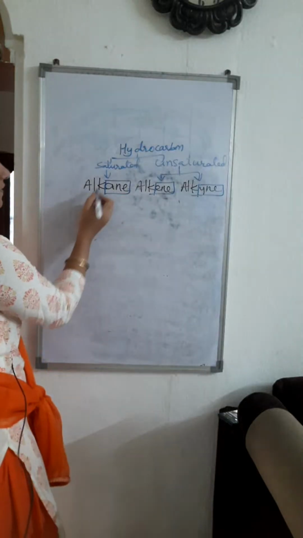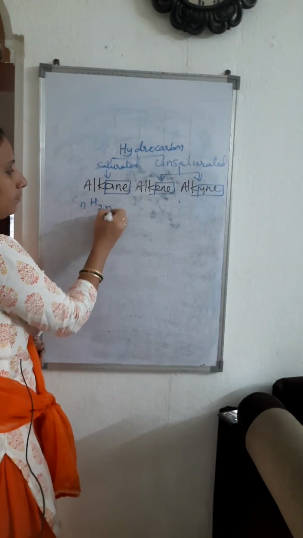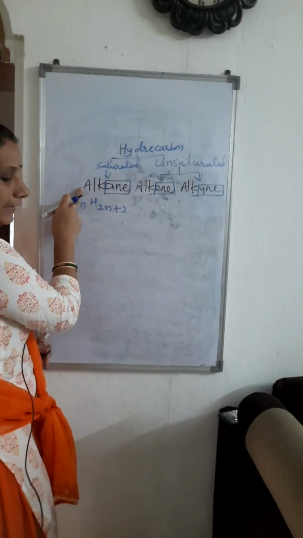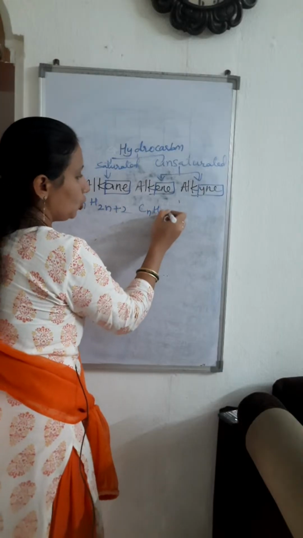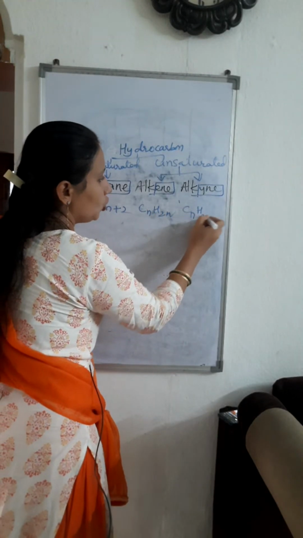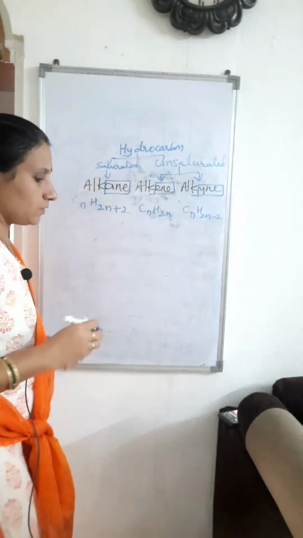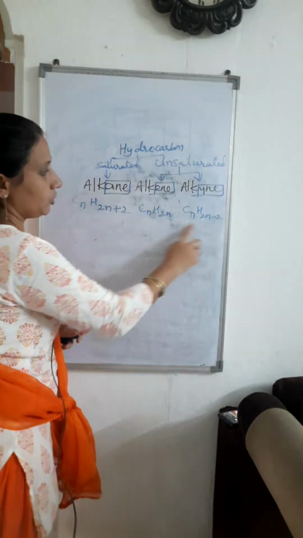Then comes the general formula. For alkane, it is CnH2n+2. For alkene, CnH2n, and for alkyne, CnH2n-2. So this is the next important thing which you need to learn, their general formula.